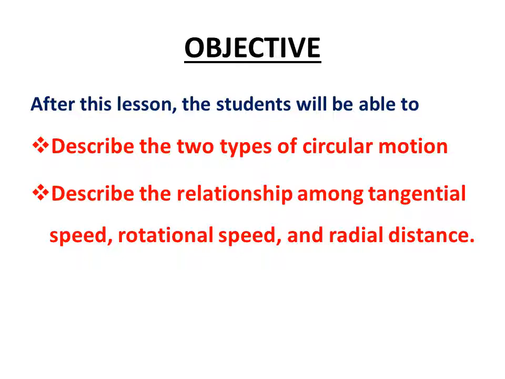Welcome, dear students. From this lesson, we are going to learn about how to describe the two types of circular motion. Describe the relationship among tangential speed, rotational speed, and radial distance.